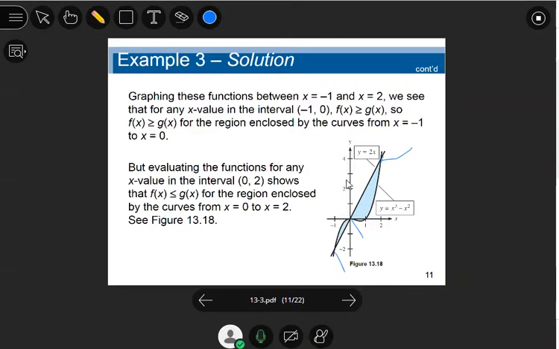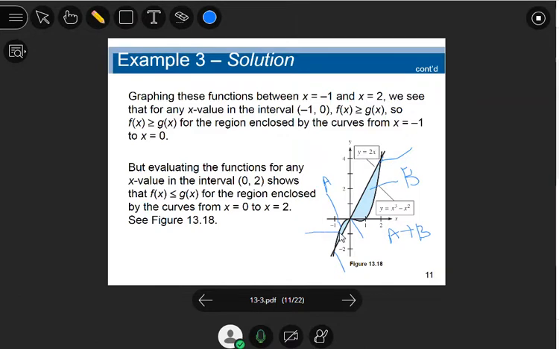So you need to find this blue colored region. I have a suggestion. First find the area of this one, I call it A. Then find the area of this one, I call it B. Then get the summation A plus B. This is the simple method to find the area of this region. So first you need to find the integral between -1 and 0.